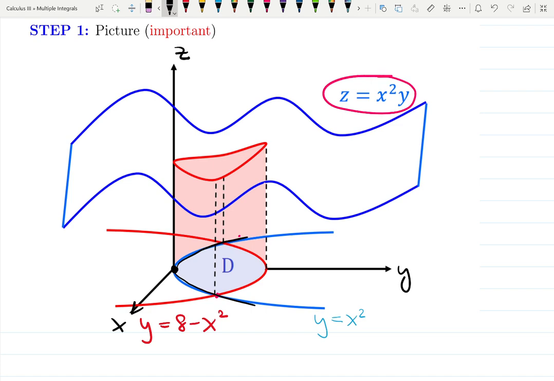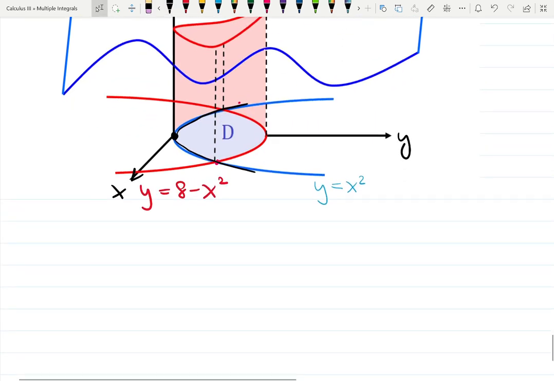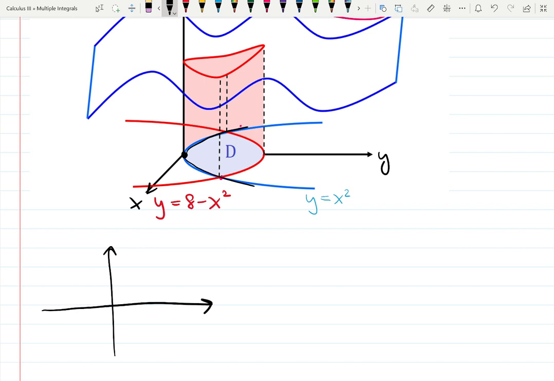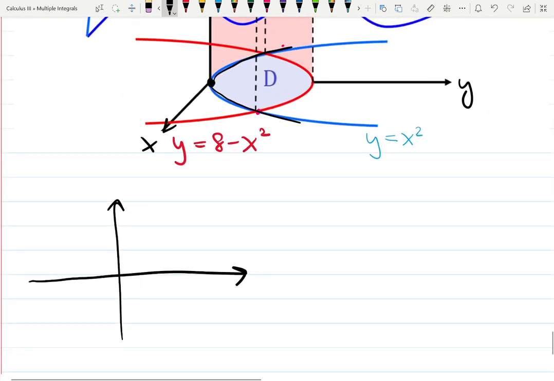So let's sketch the graph in 2D. In calculus 1, we were supposed to sketch this graph right away. Graph of 8 minus x squared and graph of x squared. Now we have two graphs. One is 3D and the second one is in 2D, because we're going into 3 dimensions here. Let's sketch the 2D graph.